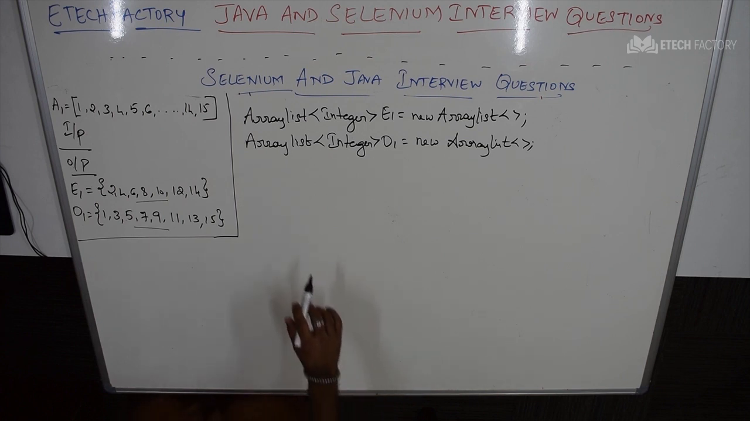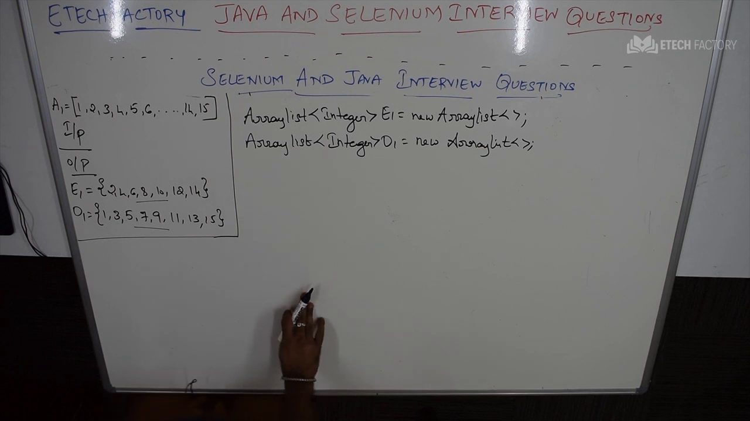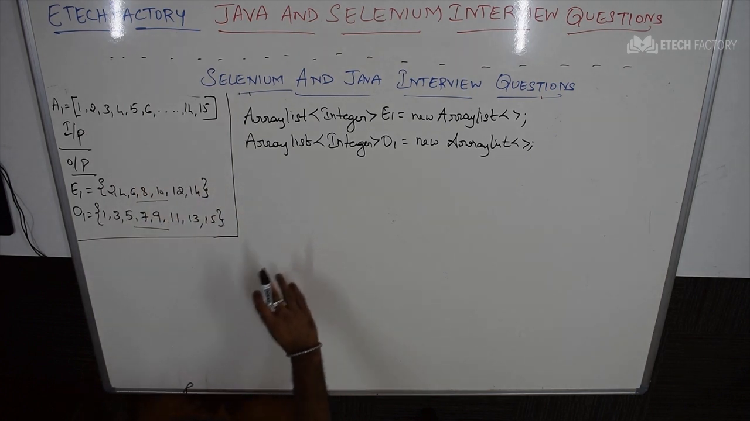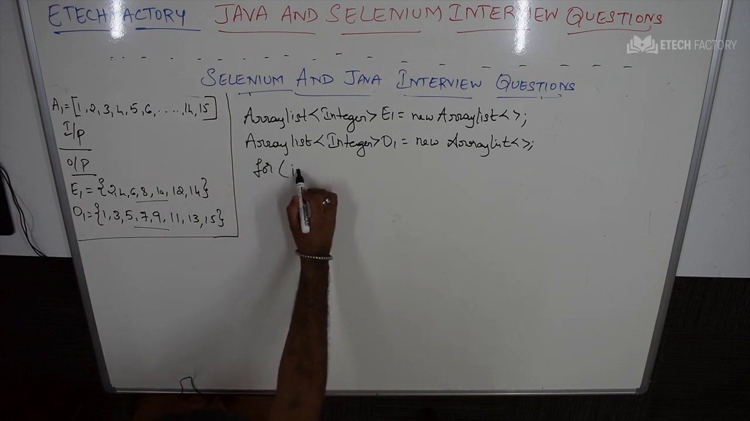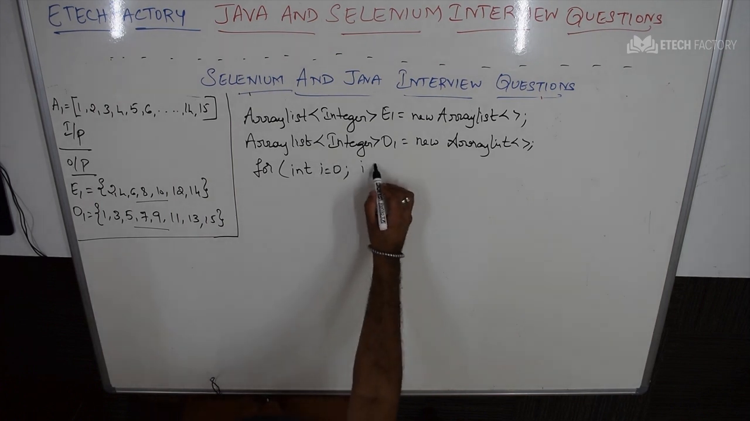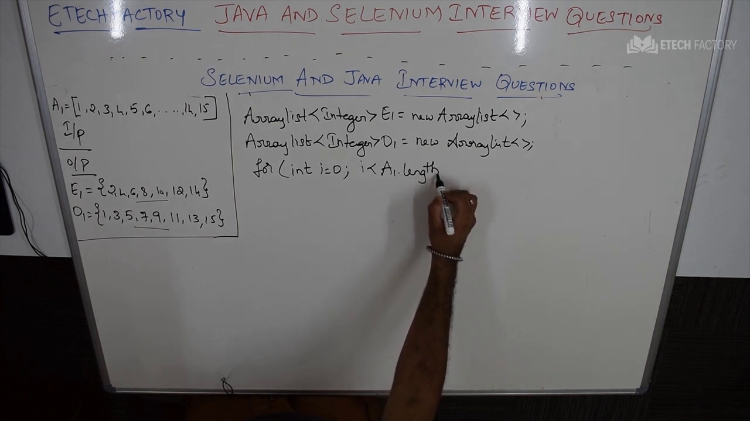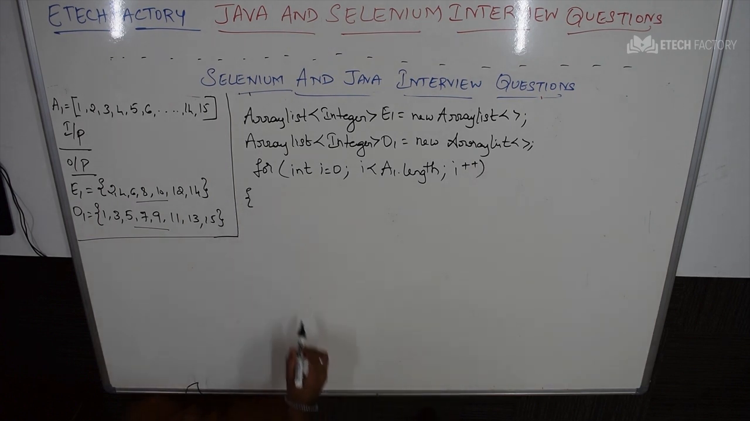So now the next thing is I'm supposed to create a loop. The reason for the loop is I'm supposed to traverse through each and every element in this array and check whether this element is an even number or an odd number. So to do that, I'm going to create a for loop and initialize i equals 0, i less than the array length, then increment i. So I'm going to start my loop here.